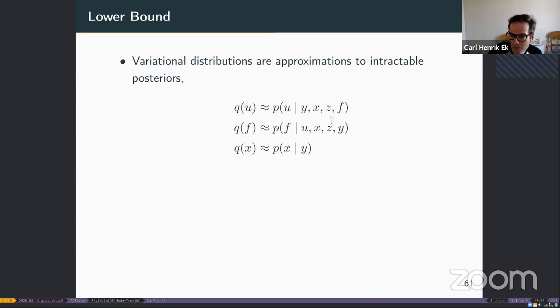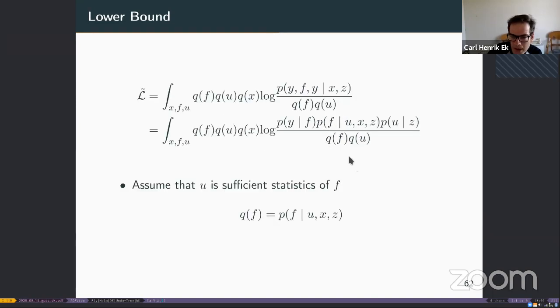And remember, I'm free to choose U. U are my variational parameters. So that means that Q of F is equal to P of F given U, X, Z. No dependency on Y. So what happens if we plug this in?